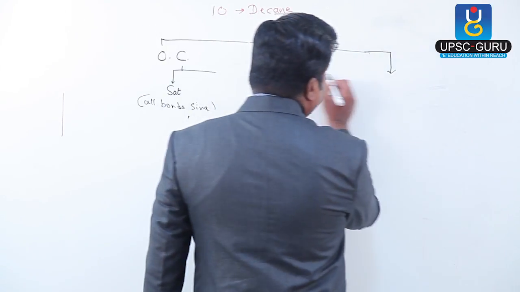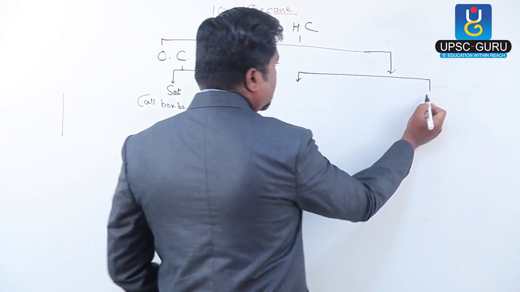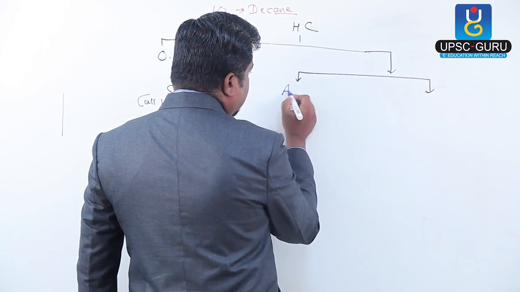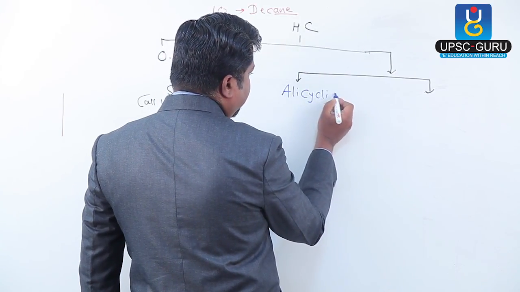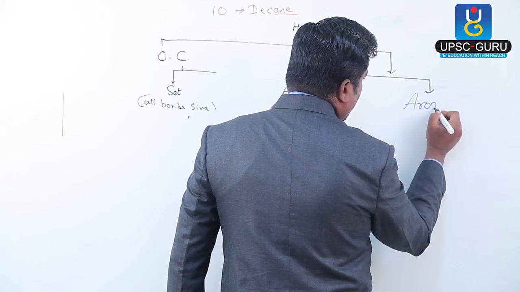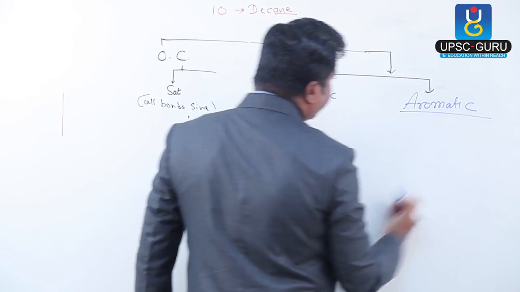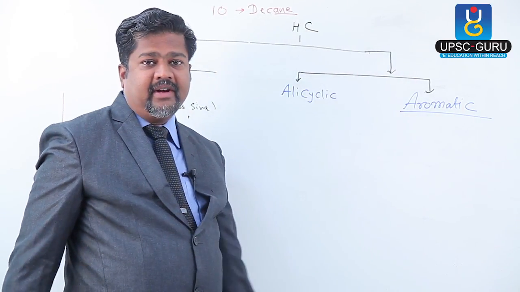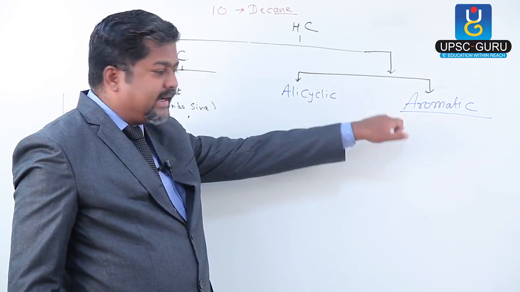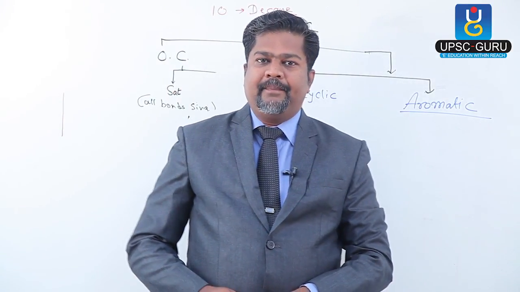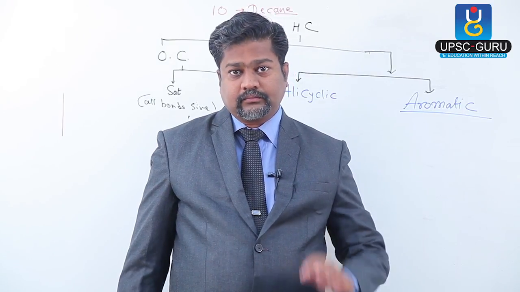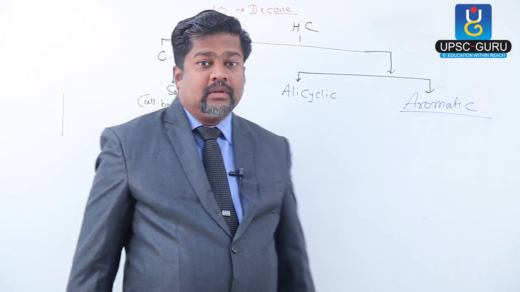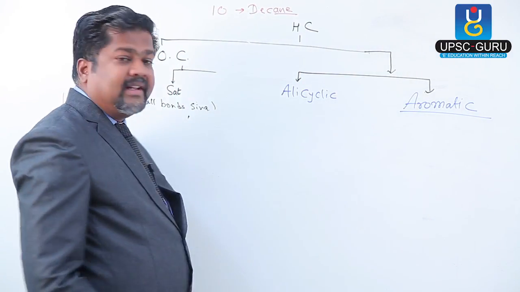They are divided basically into two parts. I should use a different color for that. We call them alicyclic compounds, and second, aromatic compounds. Aromatic compounds are also cyclic compounds, but they have different categories. Usually you are aware that aroma means a sort of fragrance. That's why the compounds are named aromatic compounds. Whereas here we call this alicyclic compound.